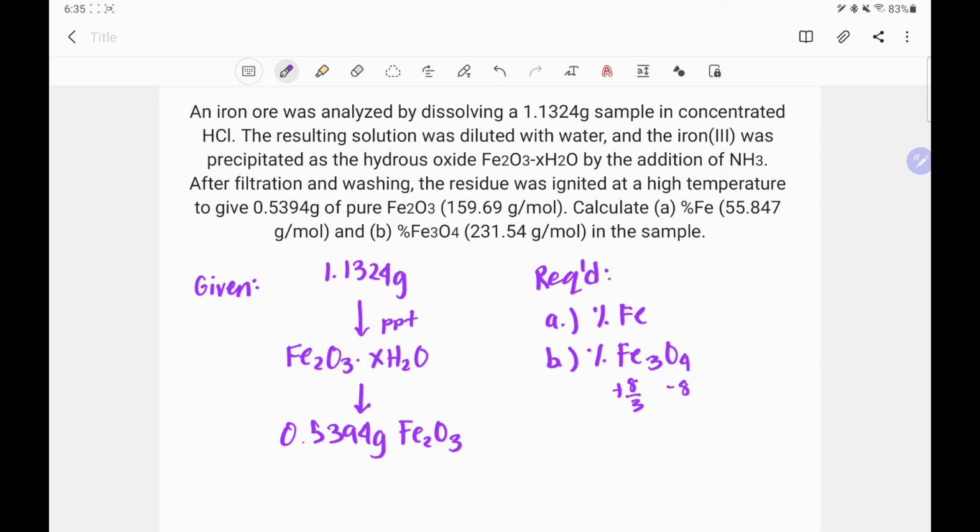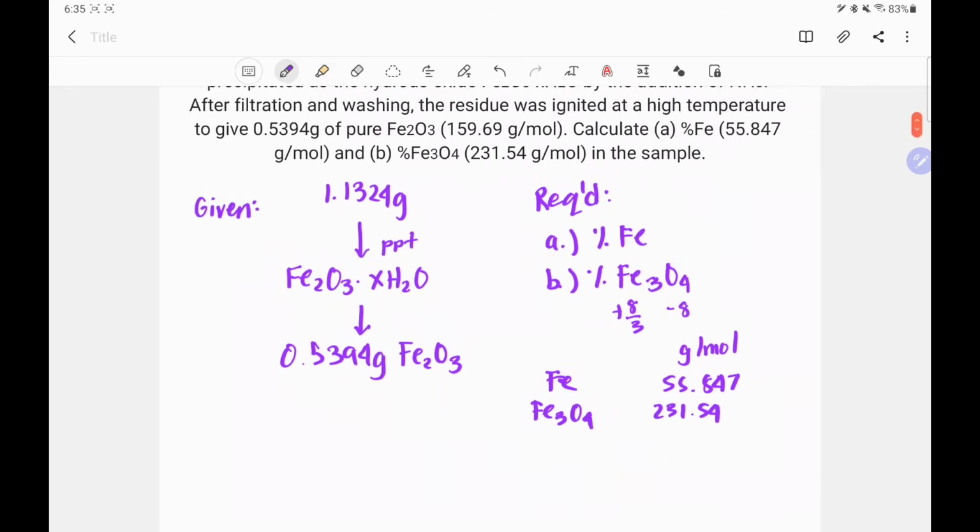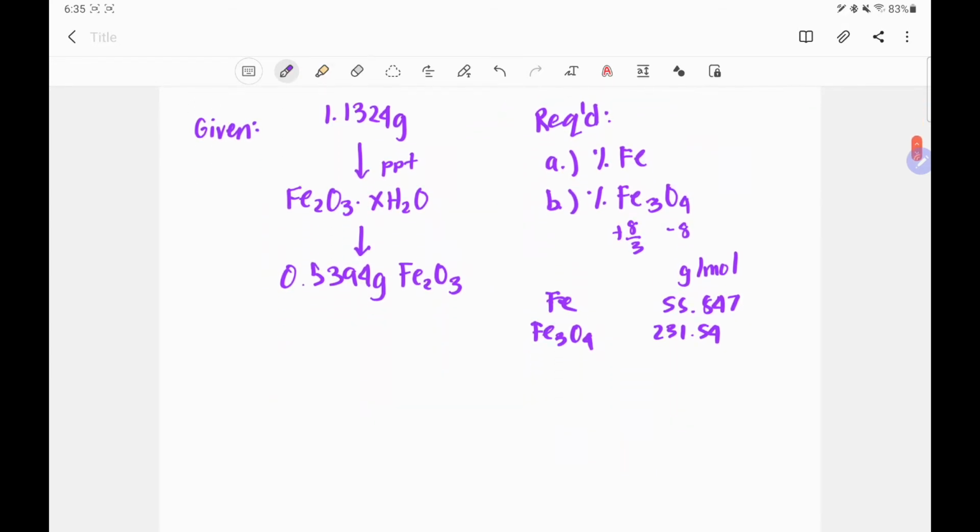Anyway, let's not dwell too much on that. Let's try solving the problem. Let me write down first the molar masses. Iron, 55.847. Iron 2,3 oxide, 231.54. And that's all she wrote. Let's give it a go.